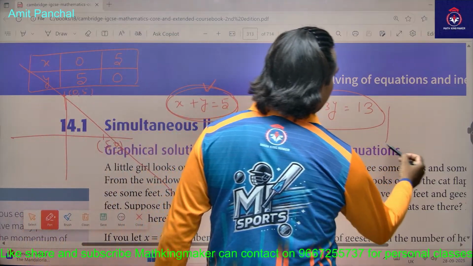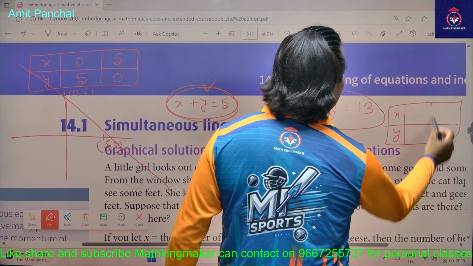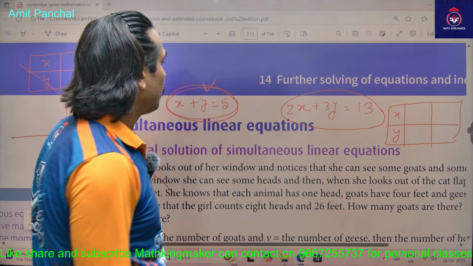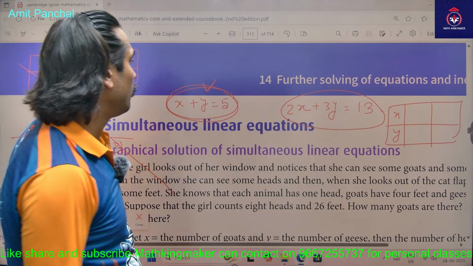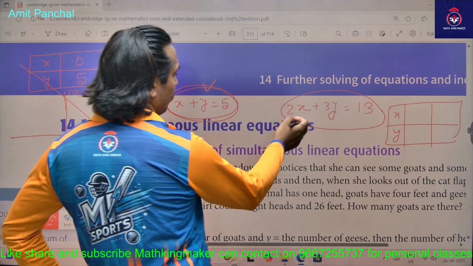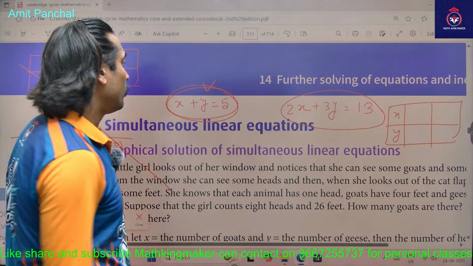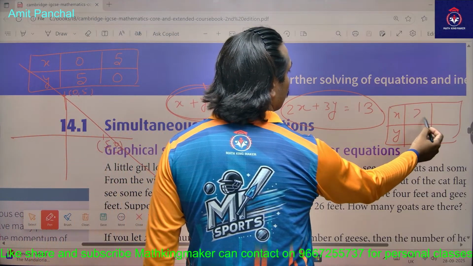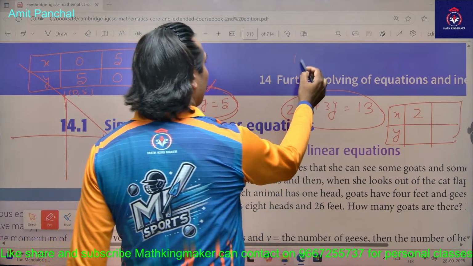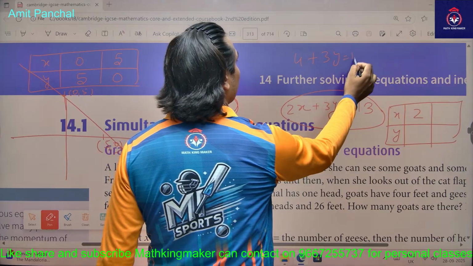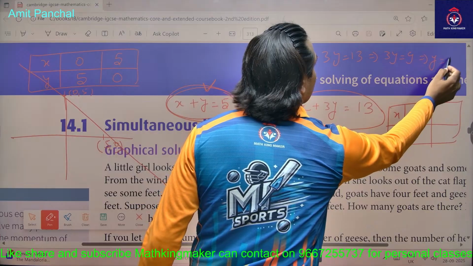If I take the table of x and y, if I put x as 1, so 3y will be 11, so that will be in decimal. What happens if I put x as 2? If x is 2, then 2 times 4 plus 3y will be 13, so 3y will be 9, so y will be 3.